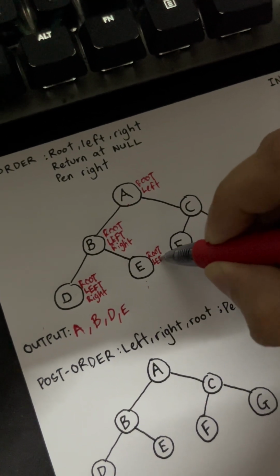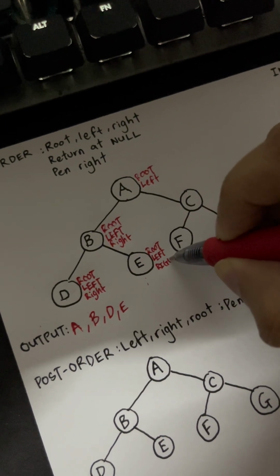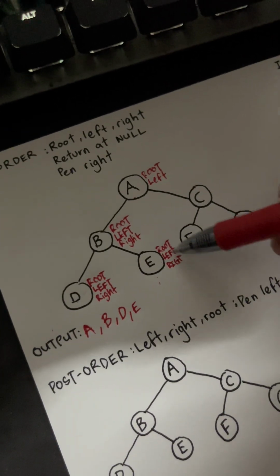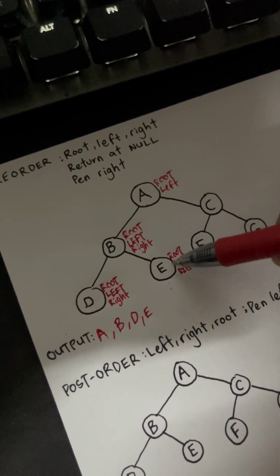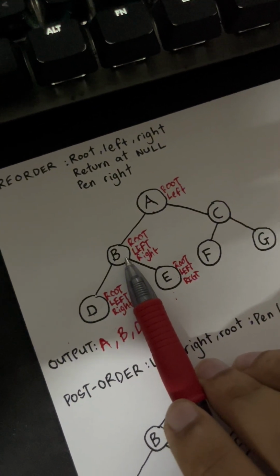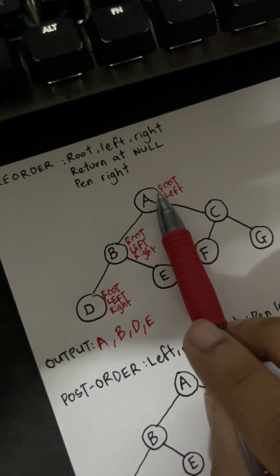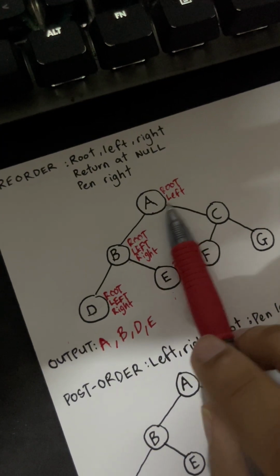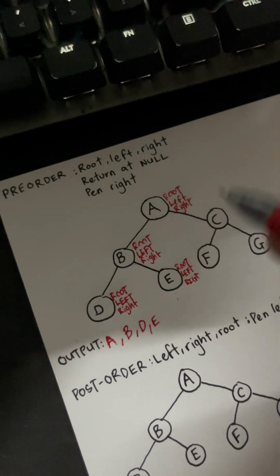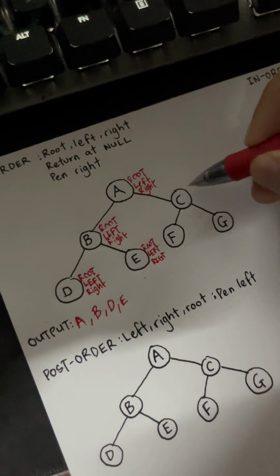If we go left, it will be null. So return and then go right. And if we go right, it will be null again. So return. Once we return, all steps have been executed, right? Root, left, right. So we go back to where we came from. Here again, all steps have been executed, root, left, right. So we go back to where we came from, here. Then root, left. What's next is right. So go right. When we reach C, we will repeat again.